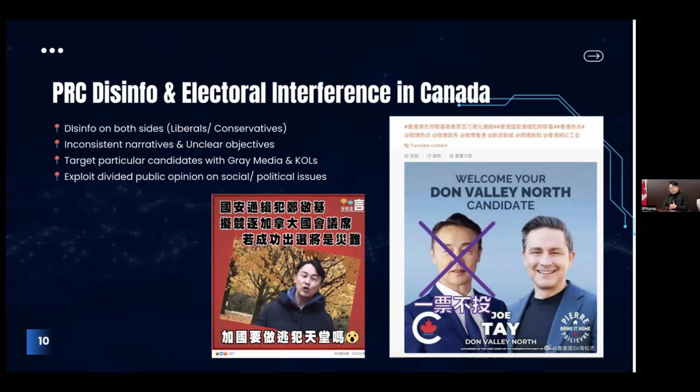So there has been some disinformation fueled by Hong Kong grey media and key opinion leaders online on Facebook and on WeChat and Weibo. They basically say that, okay, this guy is wanted by the quote-unquote national security law, and that's why he's a fugitive. And if a fugitive has been elected as an MP, that will be a disaster to the whole Canadian Parliament. So they have been trying to spread disinformation to discredit the candidate and also to delegitimize his candidacy as a legitimate candidate for the election.